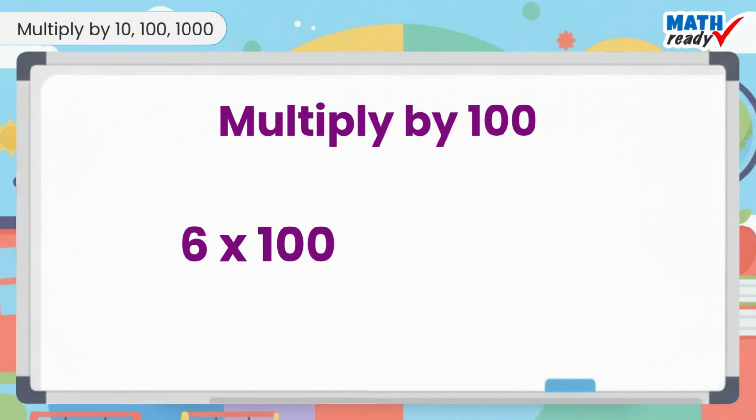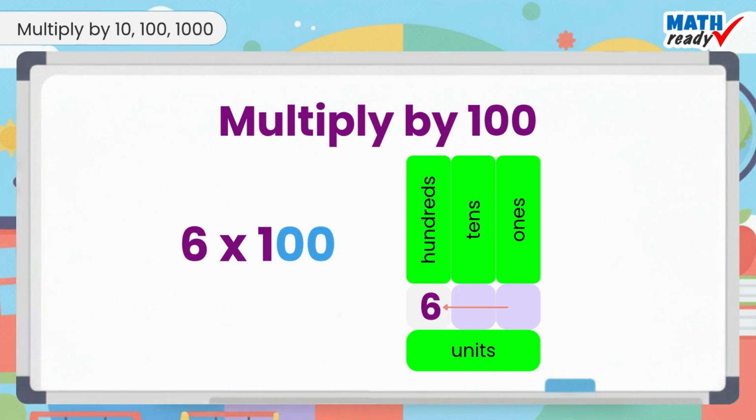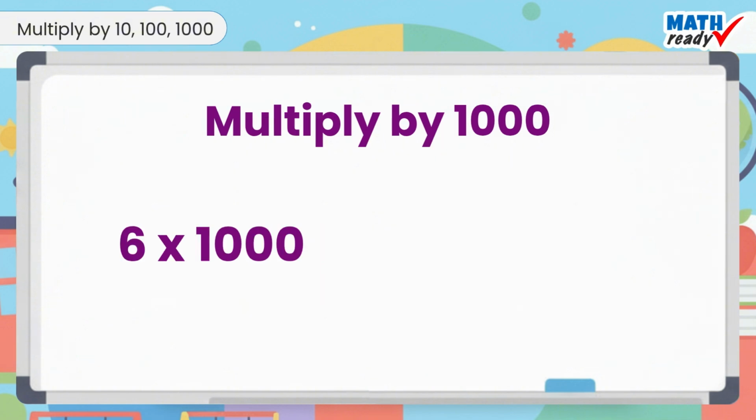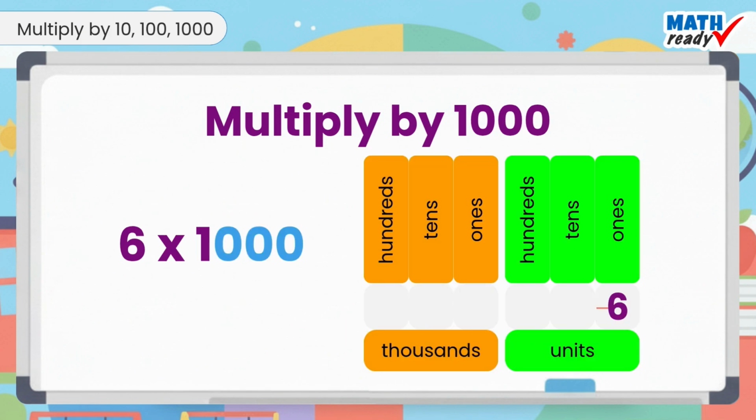When multiplying a number by 100, we know there are two zeros in 100, so all digits move two places to the left, and the empty place values are filled with zeros. When multiplying a number by 1000, we know there are three zeros in 1000, so all digits move three places to the left, and the empty place values are filled with zeros.